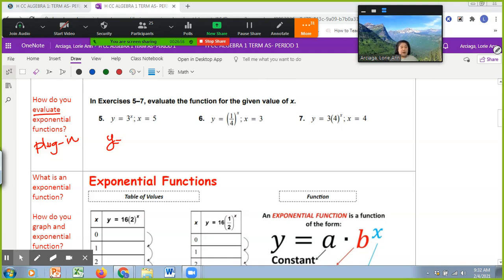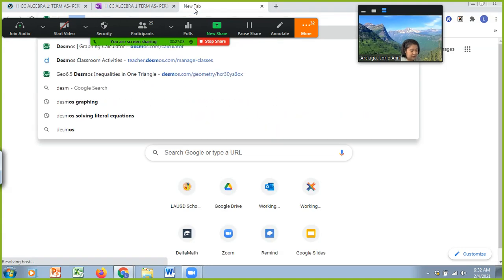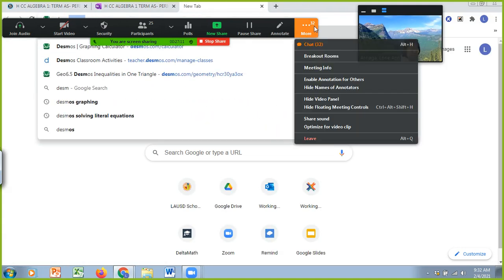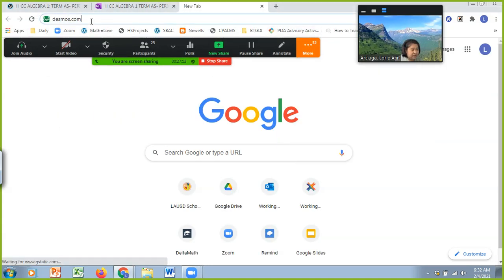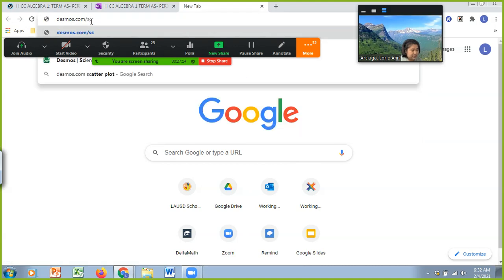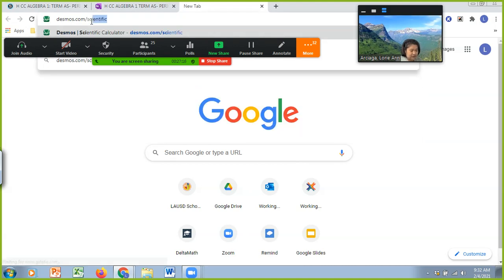What is y when x is 5? You can do it in your head or you can use the calculator. Do you remember, did you bookmark the calculator I shared with you last time? It's desmos.com/scientific. Okay, there you go.